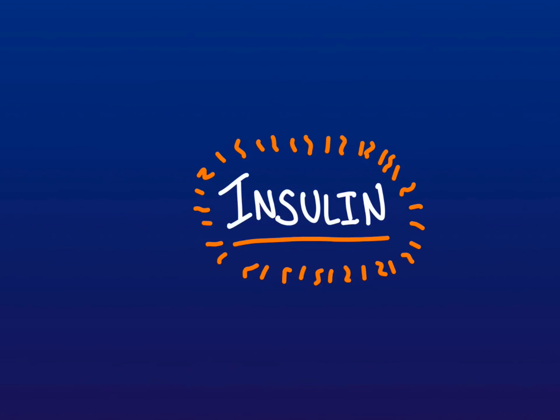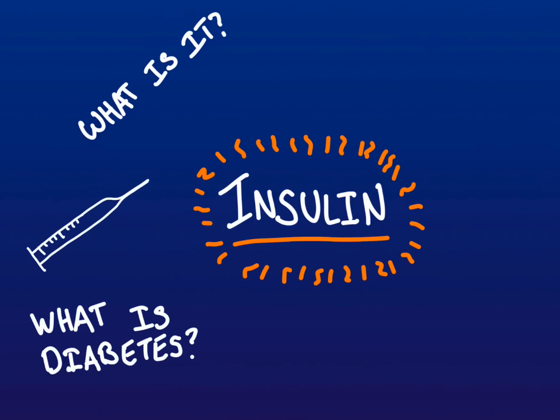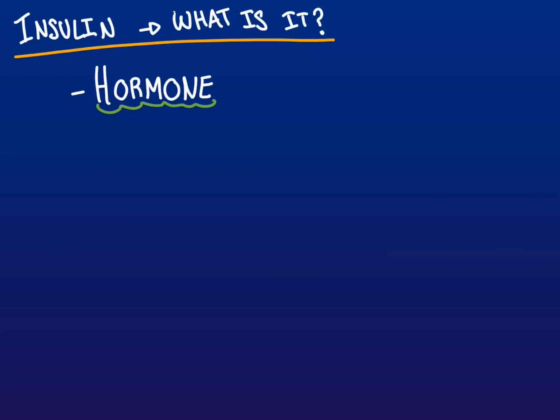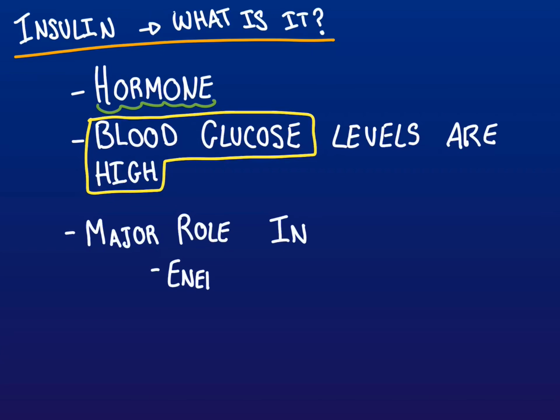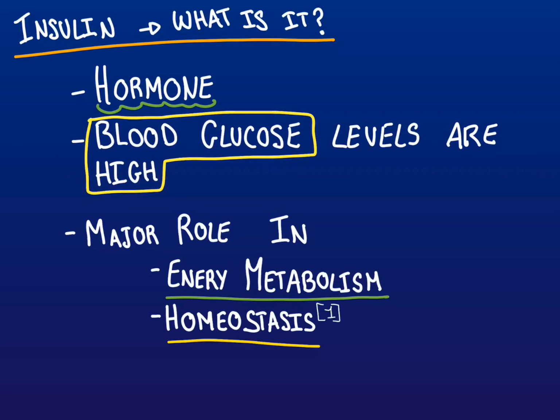In this video, we're going to be talking about insulin, and we're going to be answering a few questions about it. So first of all, what is insulin? Well, it's a hormone which is released when blood glucose levels are high, and it plays a major role in energy metabolism and in homeostasis.